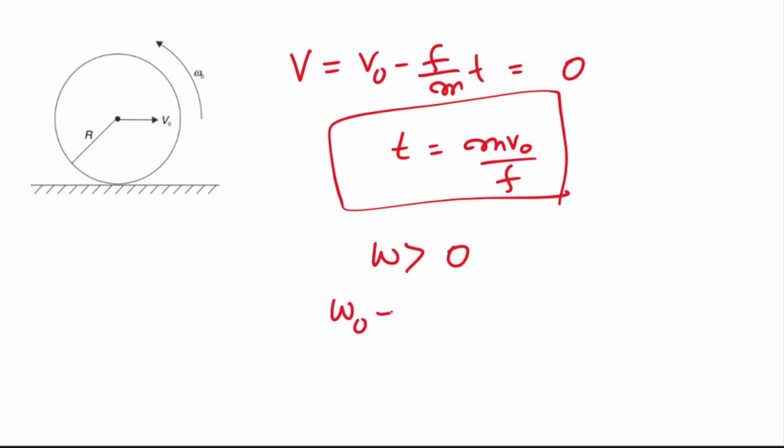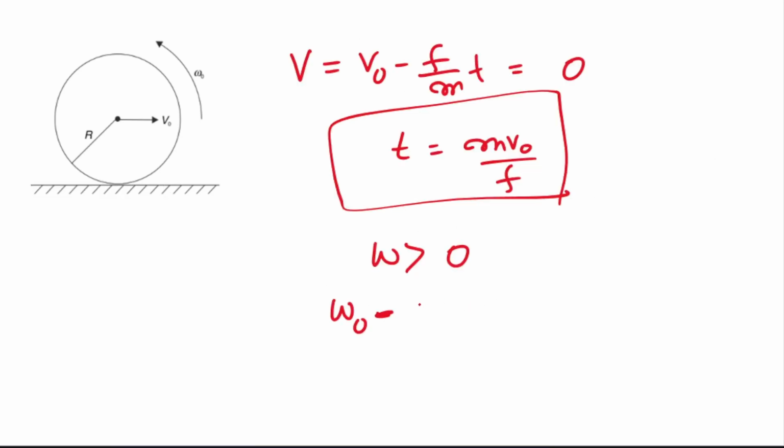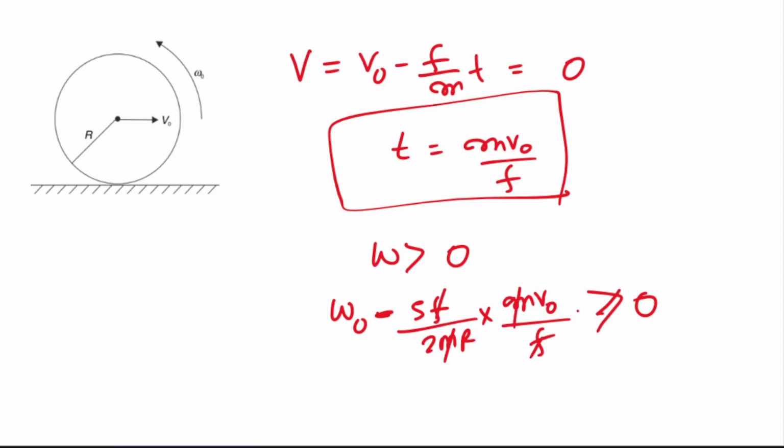Omega value was how much? Omega naught minus, alpha is how much? 5f by 2mr, right? So this is 5f by 2mr into t. T is how much? M v naught by f. And this is greater than 0, right? Omega naught is greater than 0. So m by f you cancel, you are left with what? 5 v naught by 2. So omega naught is greater than 5 v naught by 2. So if you write it, 5 v naught by 2 is less than omega naught.